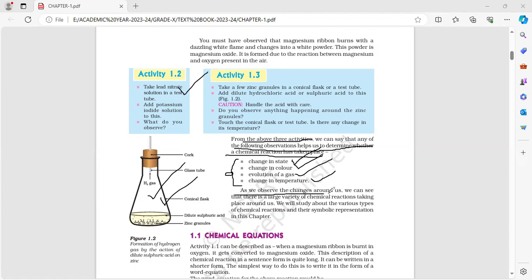Now, as we observe the changes around us, we can see that there is a large variety of chemical reactions taking place around us. We will study the various types of chemical reactions and their symbolic representation in this chapter. So now, what are we going to study? We are going to study the main topic of the subject, chemical reactions, and also their representation. How do we represent a chemical reaction?